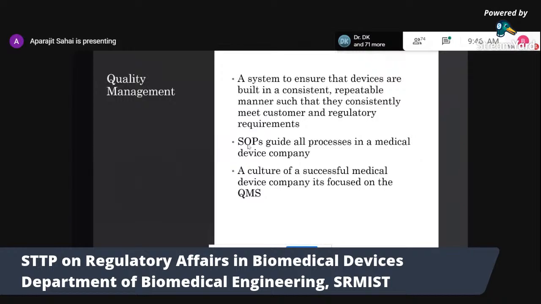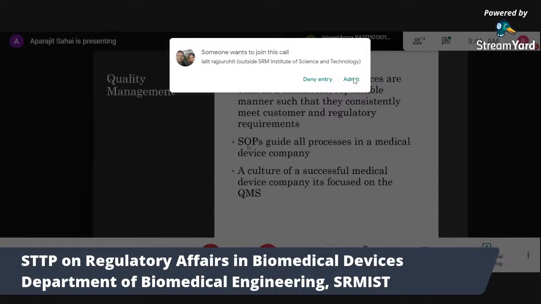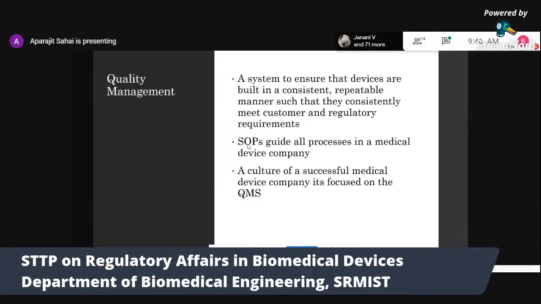Quality management. I think there's only 13 minutes left, so I'm going to try and rush through the remaining slides. Quality management. The quality management system is essentially a set of processes that guide how you do things in a company. So essentially, it's putting on paper exactly how something needs to be done, and those procedures are called standard operating procedures.